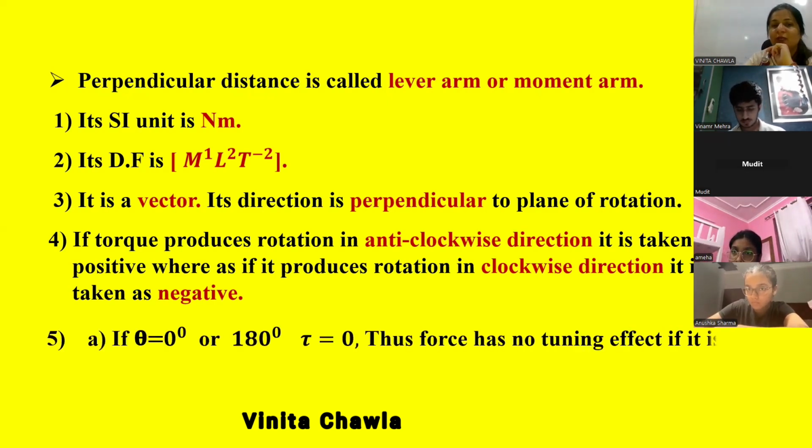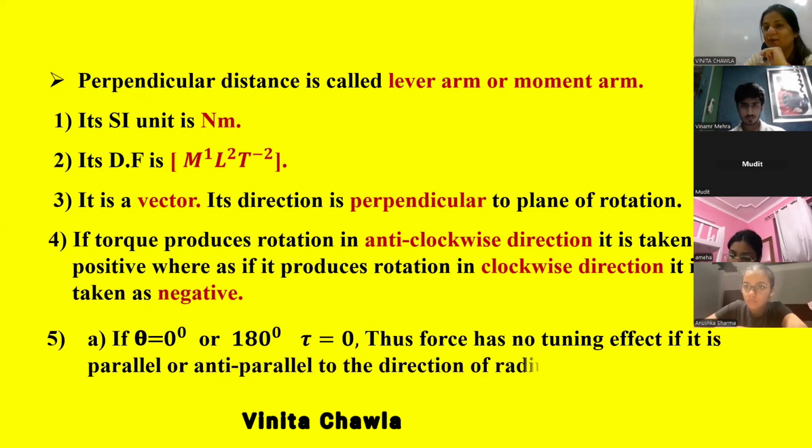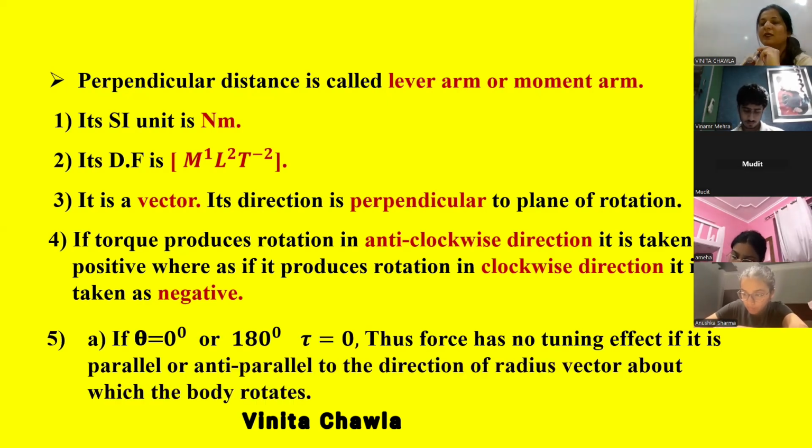If theta is 0 degree or 180 degree, torque is 0. See, theta is the angle between vector R and vector F. So this is my R and this is the force. If we are applying the force in the same direction where the R is, then theta is 0 degree.